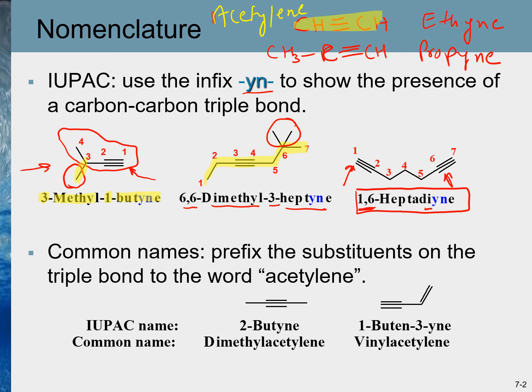We can use the prefixes which are bonded to acetylene as a common name, although these common names are not that frequently used, but in some older books you will find these common names. You don't have to memorize these common names. As long as you know how to write the IUPAC name, you should be okay.